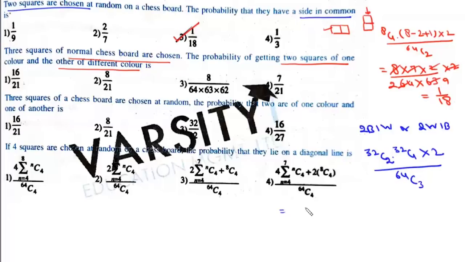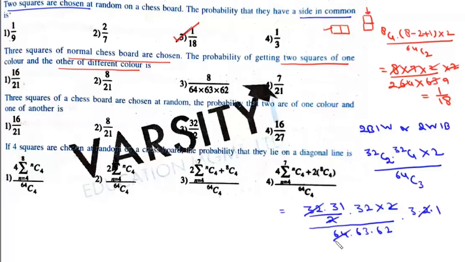Now we can write this as 32 into 31 divided by 2 into 32 into 2, and here it will be this 64, 63, 62, and this is 3, 2, 1. Now this 2 and 2 will cancel. Now 32 into 2, it is 64. Now this 3 is 21, 31 into 2. Now this is 16. So this probability will be 16 by 21, and that's your option 1.